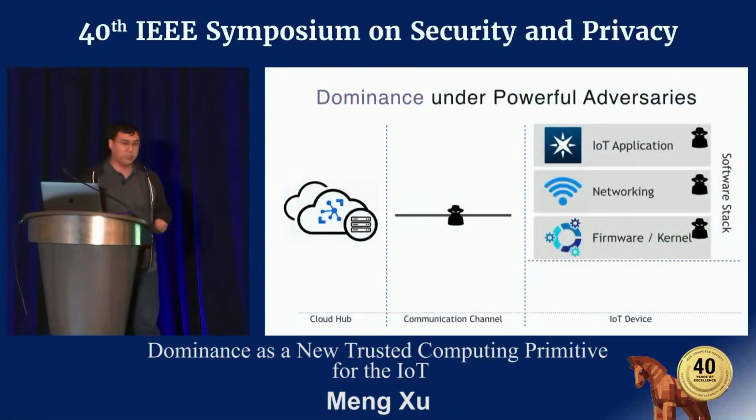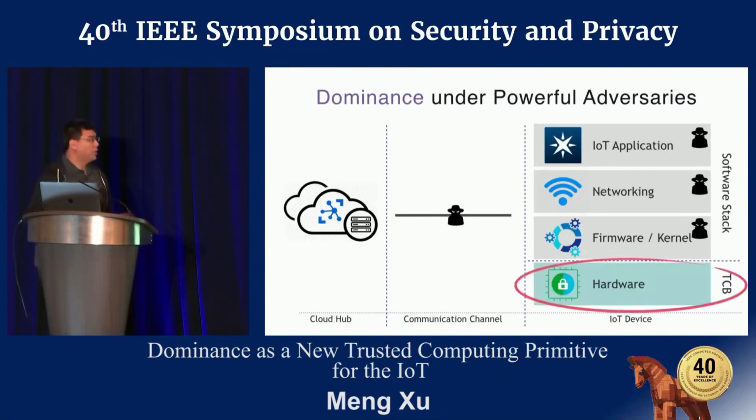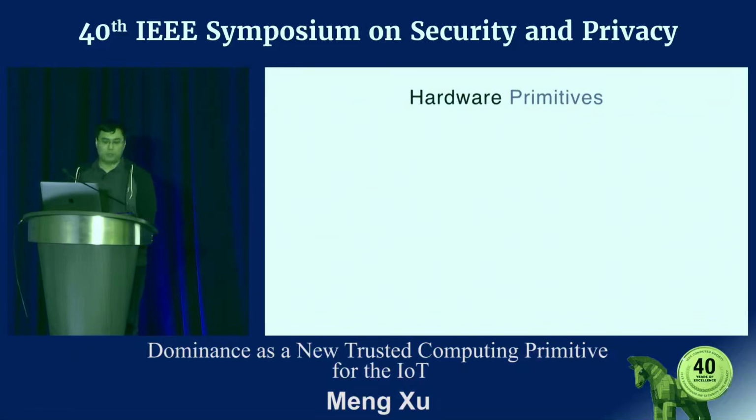Recall that we assume a very strong adversarial model. They can compromise your application, hijack your communication, and even root your firmware and kernel. The only thing we trust here is the hardware, because you cannot reach the hardware from the software level. So we are going to show you the hardware primitives we use to build this dominance scheme. Basically, there are 3 primitives we require.